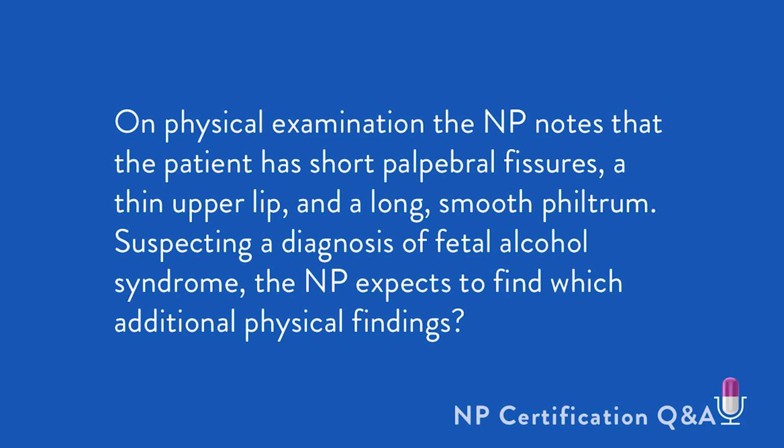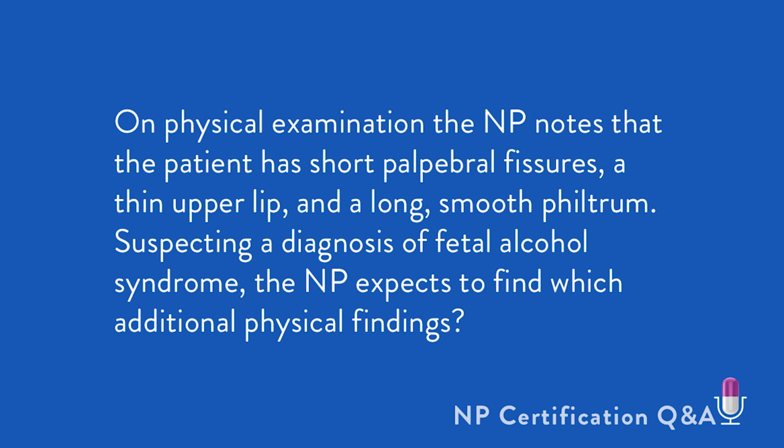But the real point here, the point of the question, is to test your understanding that a patient with short palpebral fissures, thin upper lip, and long, smooth philtrum, you do need to be able to recognize that that is the classic triad of fetal alcohol syndrome. And then once you recognize that the patient has fetal alcohol syndrome, you can look for any other number of findings that may be associated with it.